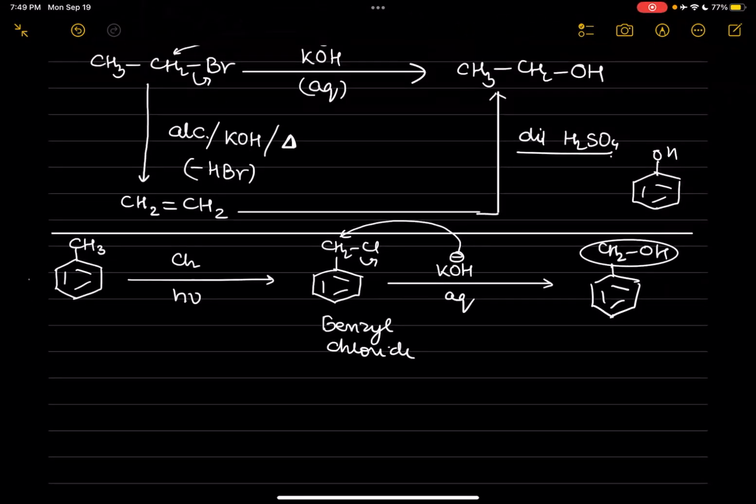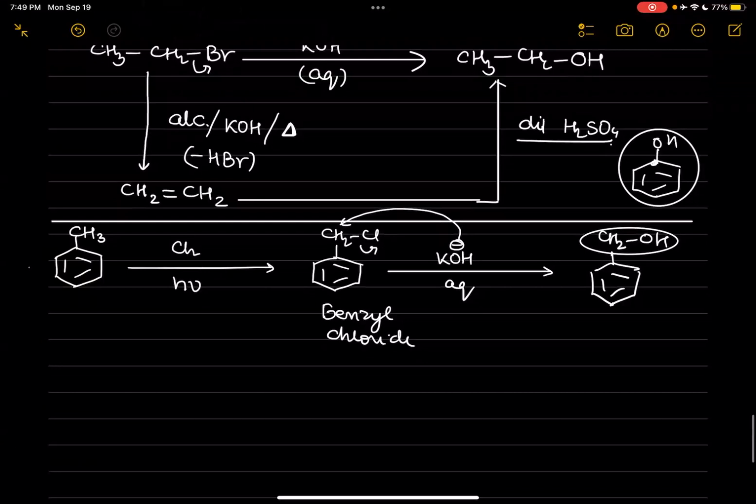How do we check that an alcohol is aromatic or not? It is aromatic if the OH is connected directly to the benzene. If it's connected to a carbon outside the benzene, then the benzene ring is there, but still the alcohol is not aromatic. Okay.